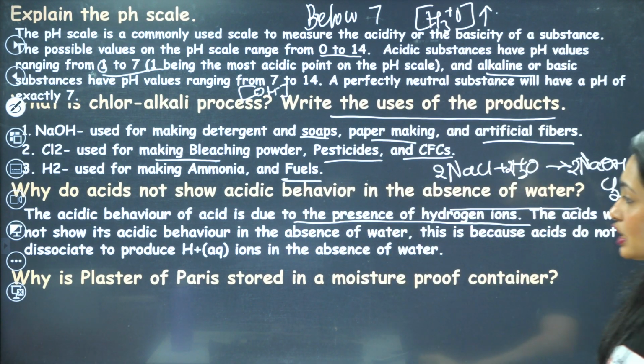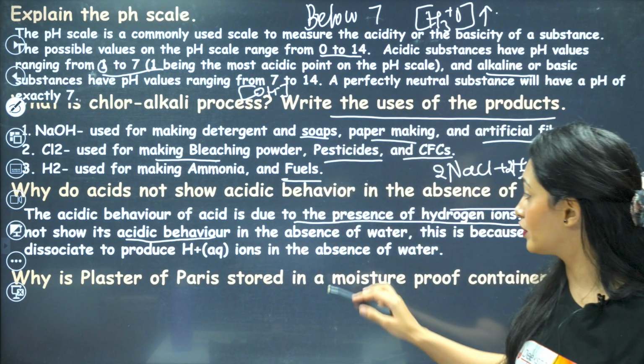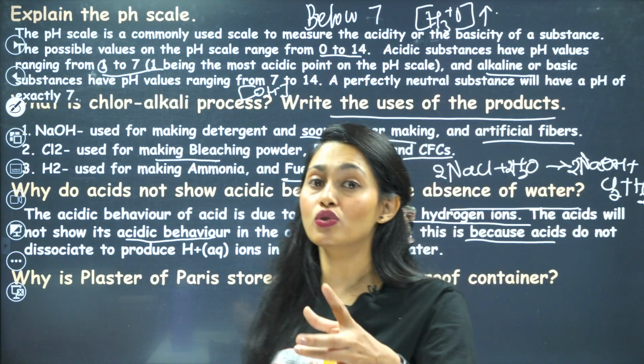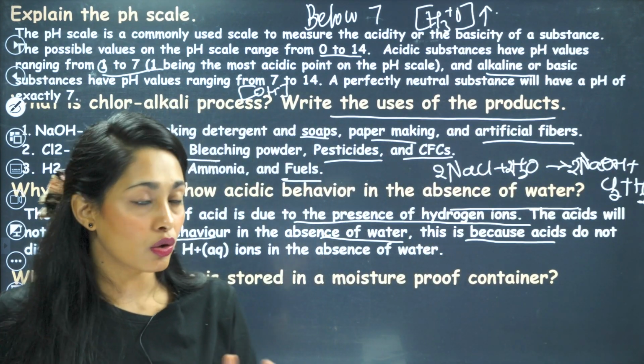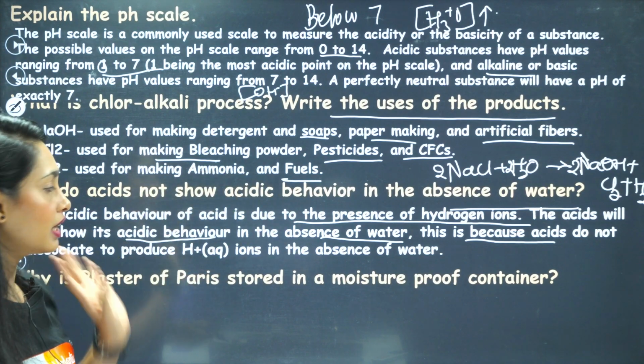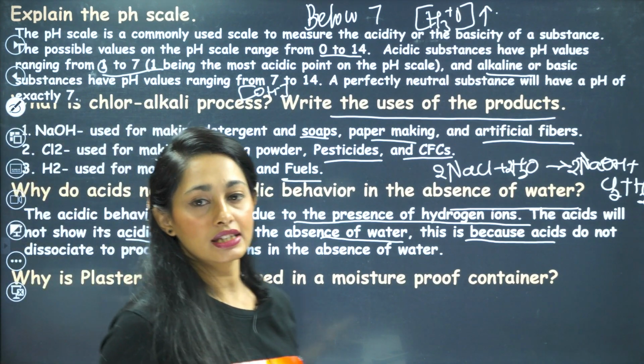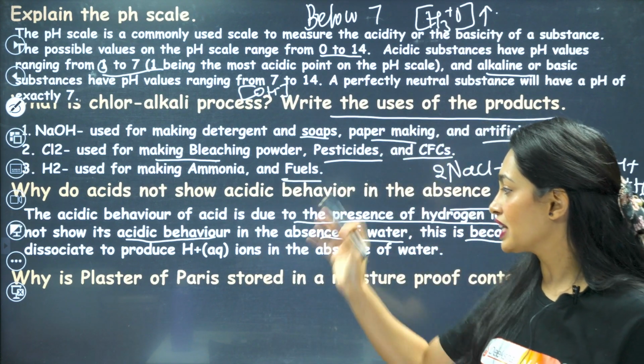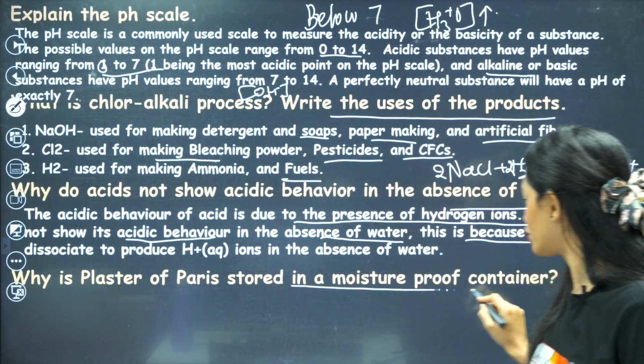Acids will not show their acidic behavior in the absence of water. This is because acids do not dissociate or ionize to produce H plus ions in the absence of water. That's why acids are not going to show acidic behavior in absence of water. Next, why is plaster of Paris stored in a moisture proof container?